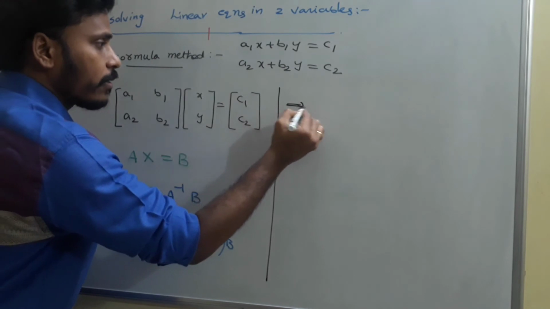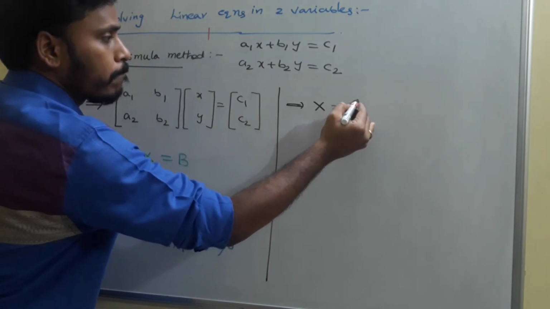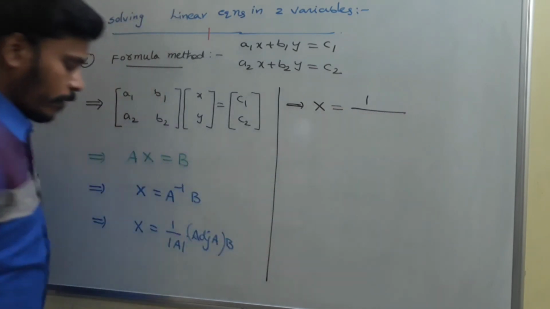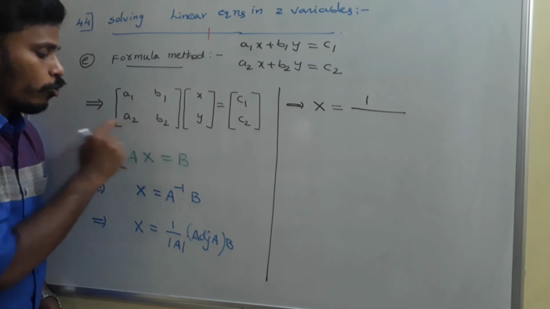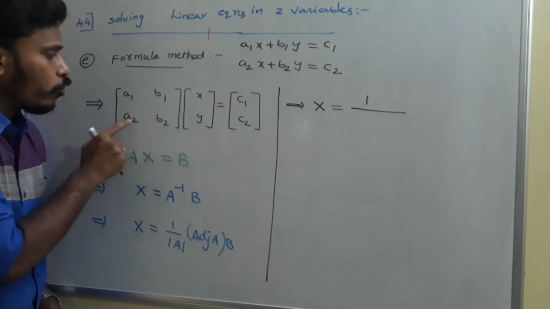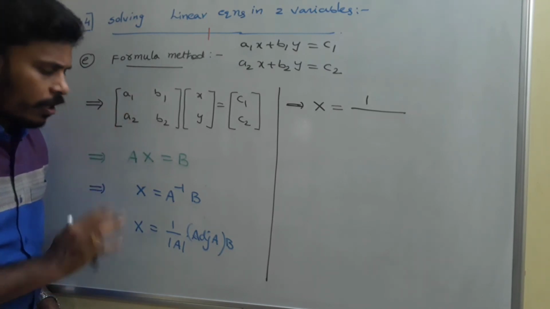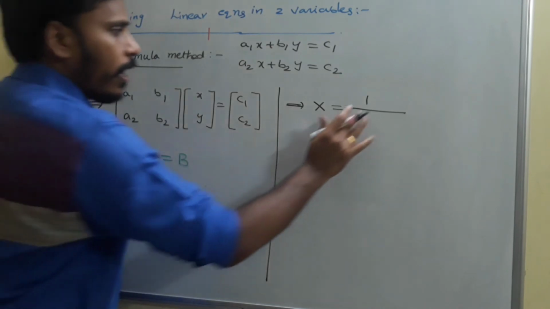This implies X is equal to 1 by det A. Det A is what? A1, B1, A2, B2, right? A1, B1, A2, B2 means A1 B2 minus A2 B1. Or otherwise, for some time you can just leave that det A like that only. Okay, see, I will use that.